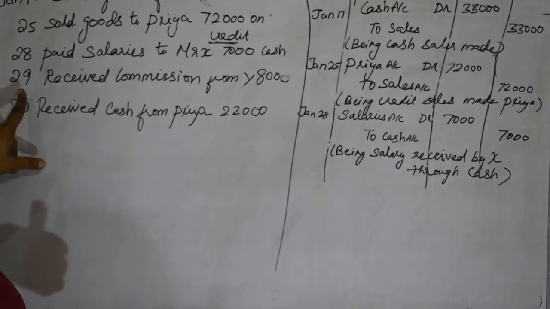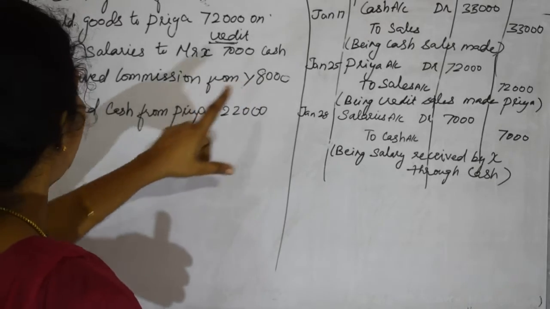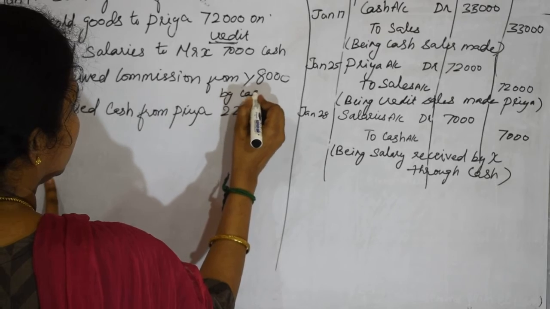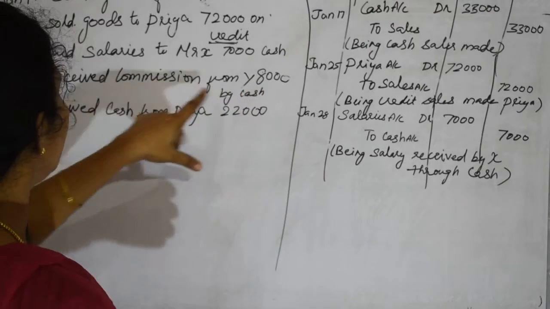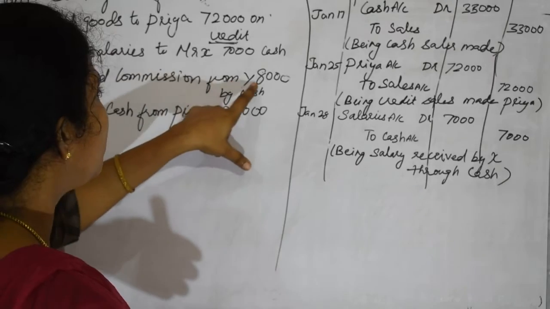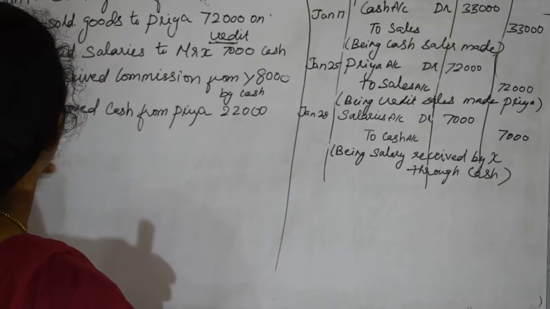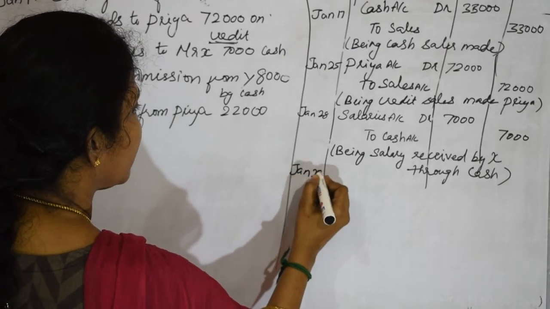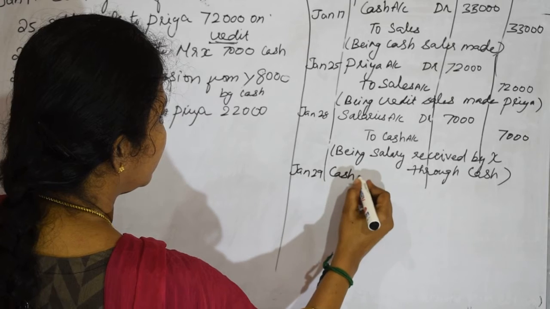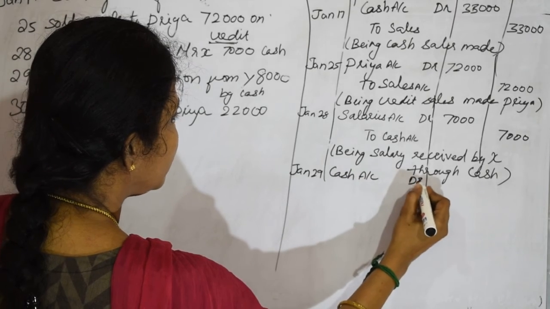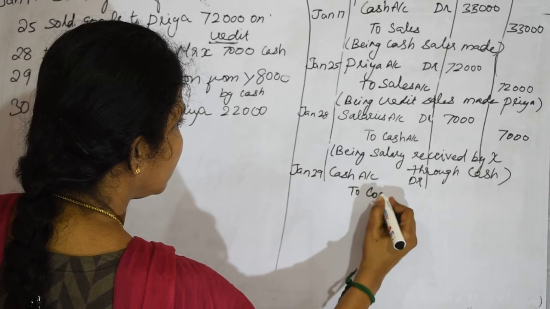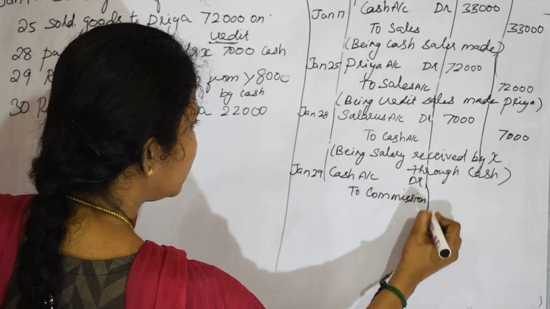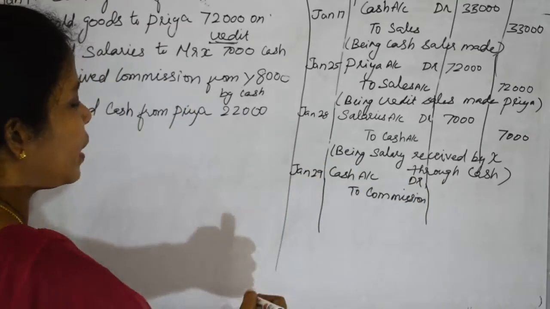Next one is received commission from Y, 8,000. On 29th, here also by cash. So the commission is received by way of cash. We are receiving the commission from Y. So on January 29th, cash account debtor to commission. Commission is the income earned, that is the revenue earned, for that we are receiving the cash.